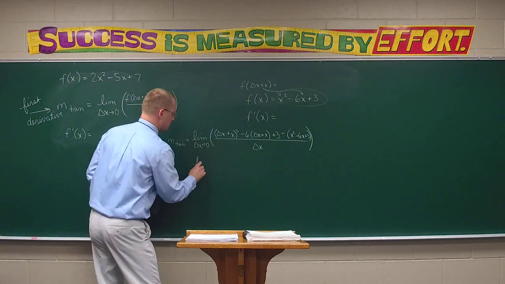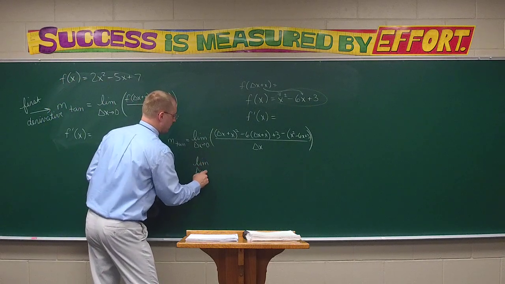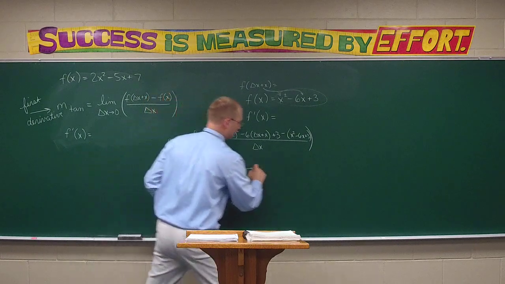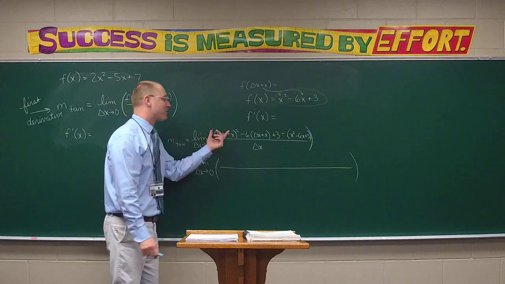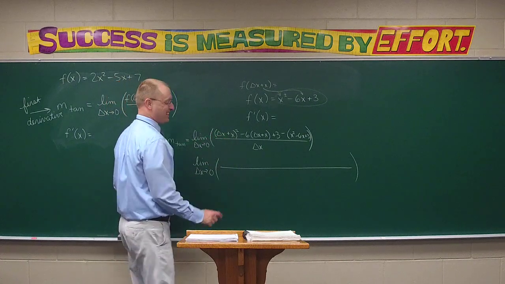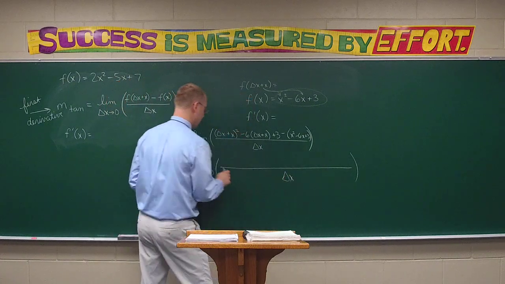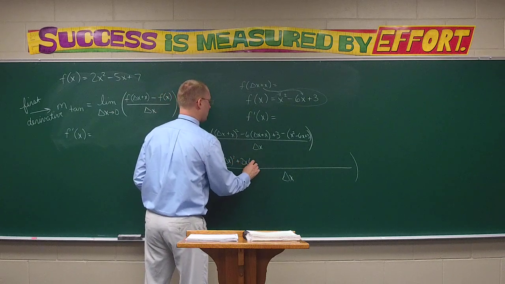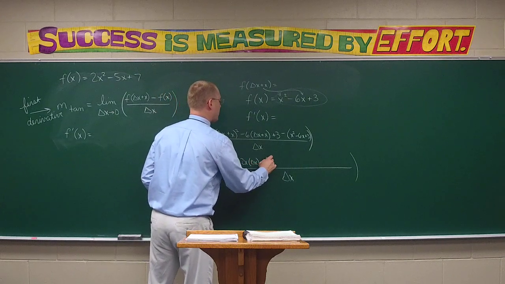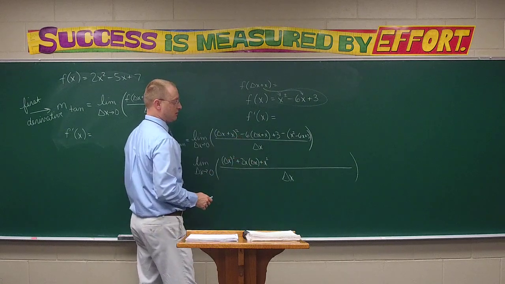Now, if we did do some simplifying, we'd have the limit as delta x approaches 0. And maybe it's also just as well, because I got a lot of room here. When I square the binomial, what do I get, Jamie? Delta x squared plus 2x delta x plus x squared. And then when we distribute the negative 6, quintet.